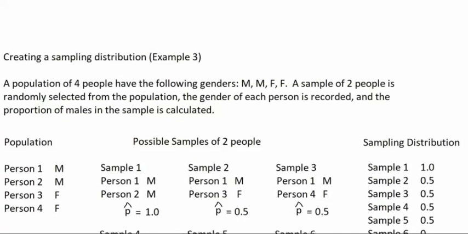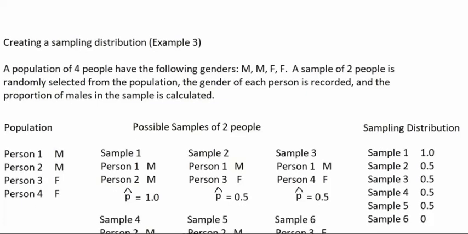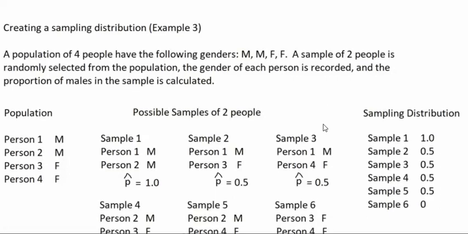Now let's do one example in which a mean isn't being calculated. Let's do an example with a different statistic being calculated. So in this example, we have a population of 4 people with these genders: male, male, female, and female. Actually, I'm going to do this example in the next part of the video. So I'm going to stop this video right here and begin recording again.